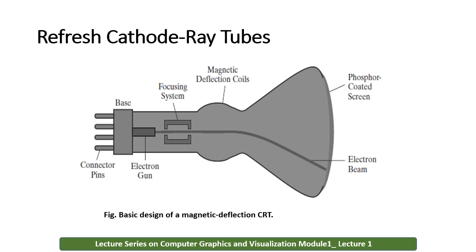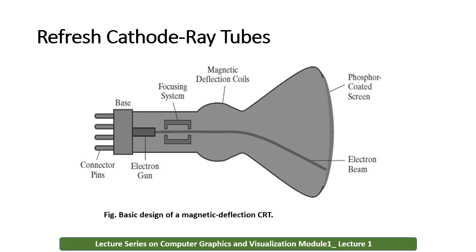The phosphor coated screen is able to produce an illuminated point. Once this electron beam hits the phosphor coated screen, that particular point gets illuminated. Like that, the electron gun produces many electron beams, controlled with the focusing system and the deflection coils, and all of them hit the phosphor coated screen.